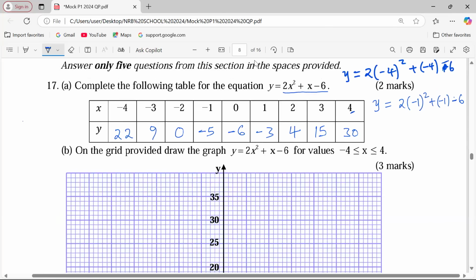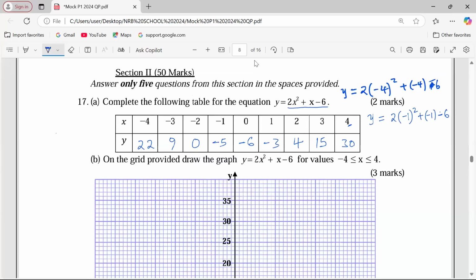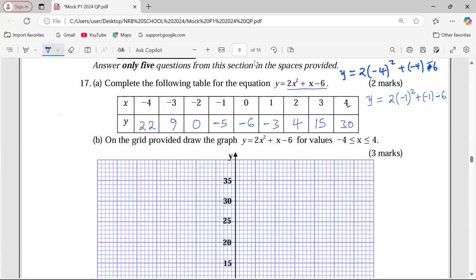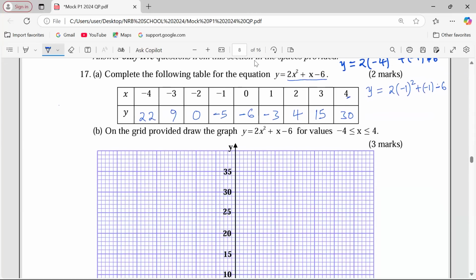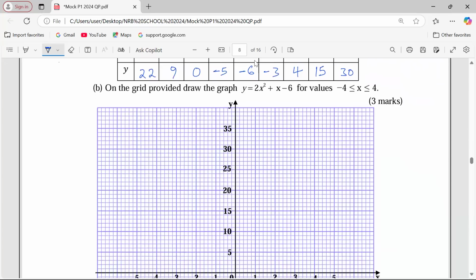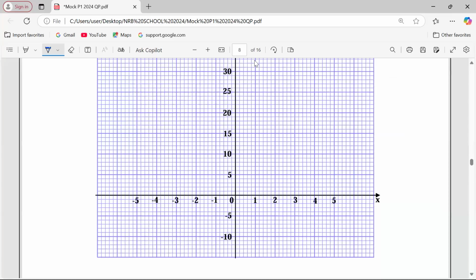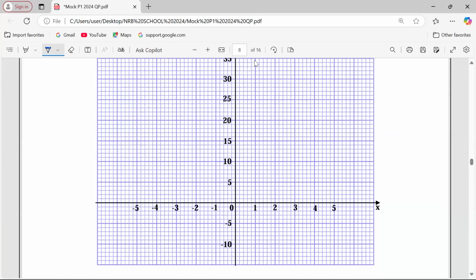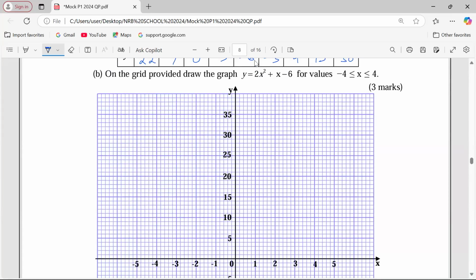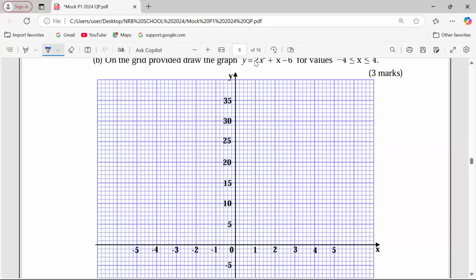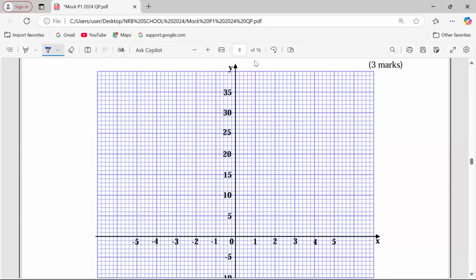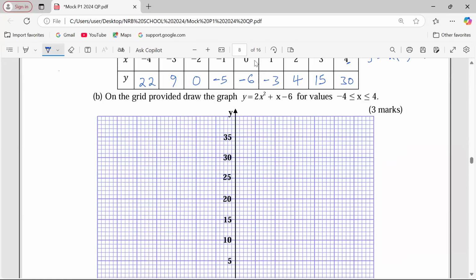The next thing is plotting. Now that we have the coordinates of x, y for this particular function, part B is demanding that on the grid provided, we draw the graph of y equals 2x squared plus x minus 6 for the values of x ranging from -4 all the way to +4. The axes have already been labeled very well. On the y-axis, 1 centimeter represents 5 units, but for the x-axis, 1 centimeter represents 1 unit.